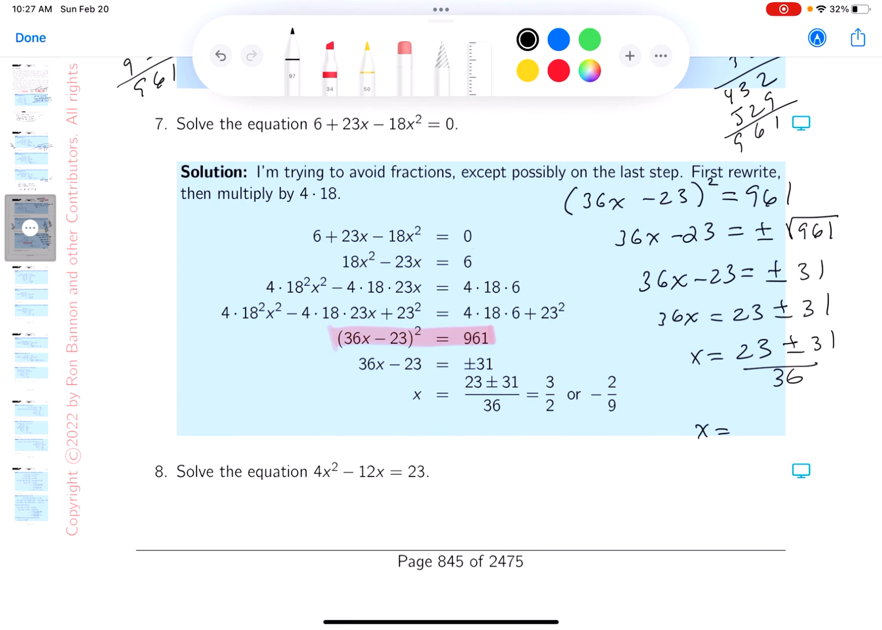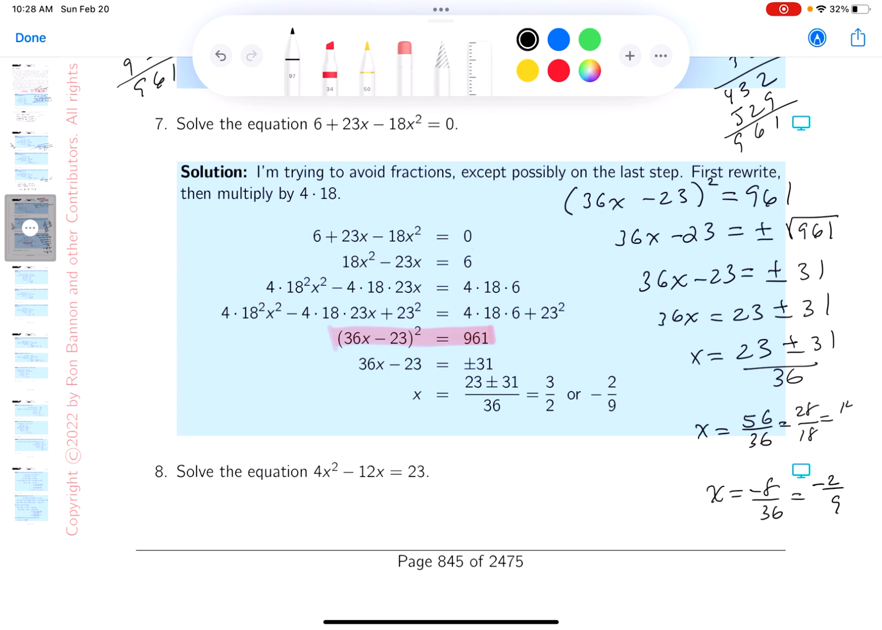Yikes. x equals, let's see if we can do this. 23 plus 31 is 56 over 36. And the other one's going to be x equals 23 minus 31, which is going to be minus 8 over 36. I got to do some reductions, don't I? So let's see. The second one's easier, by the way. I'm going to divide by 4. So it's minus 2 ninths. And this one's more challenging for me, believe it or not.